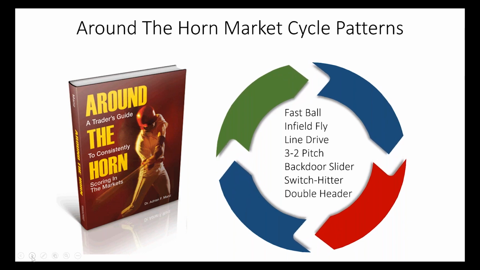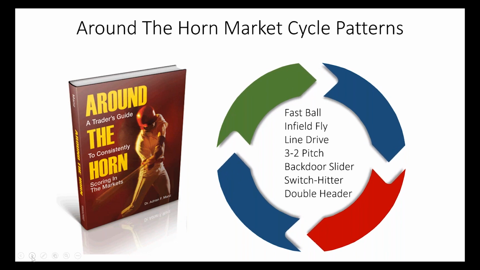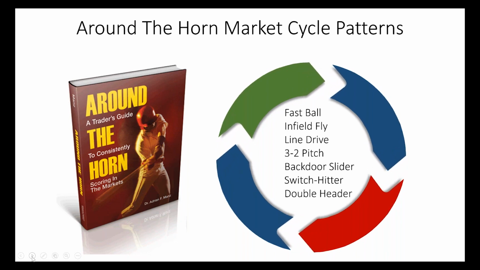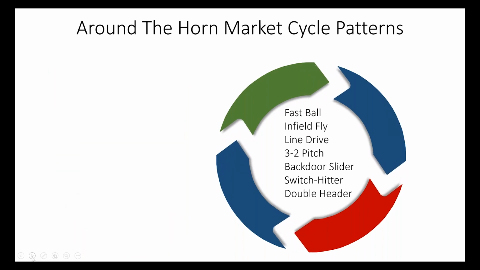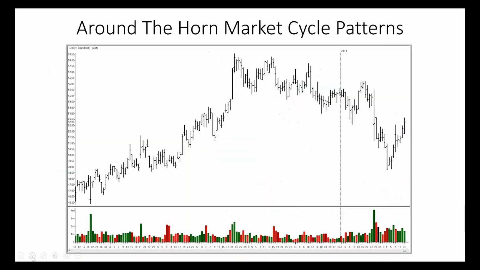And all these patterns come together and play out in any time frame on any chart of any equity or any index that you're looking at. So if you pull up a chart of the Dow for any period in history, what you're going to see is all these patterns play out. That's a fastball, followed by an infield fly. That's followed by a switch hitter. Switch hitter's followed by another markup and another switch hitter pullback.